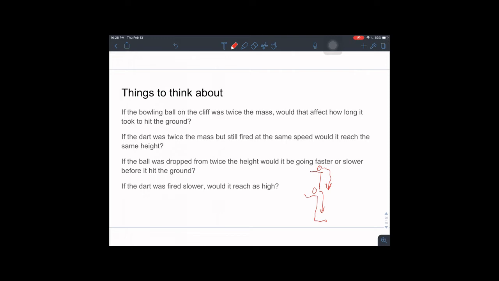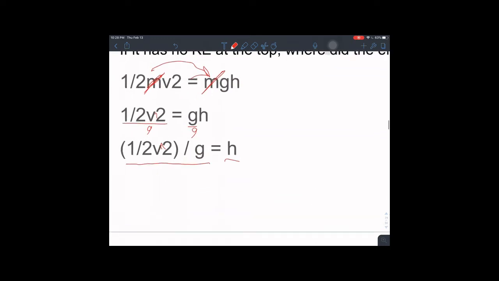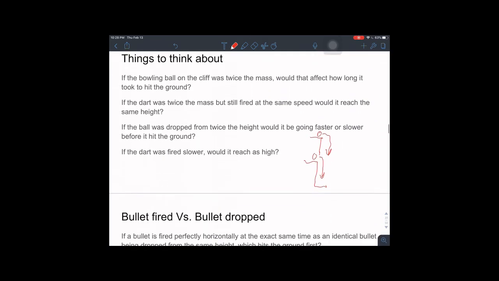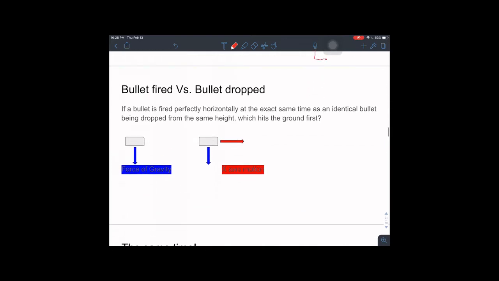If the dart was fired slower, would it reach as high? Again, no, because we can see here that height depends on the velocity. So, why does this matter? Bullet fired versus bullet dropped.